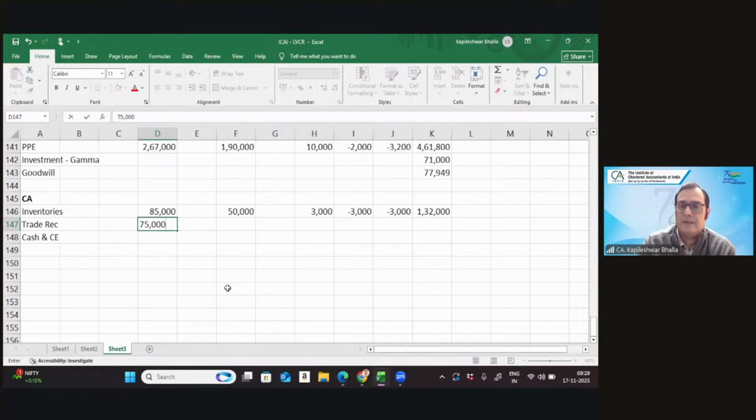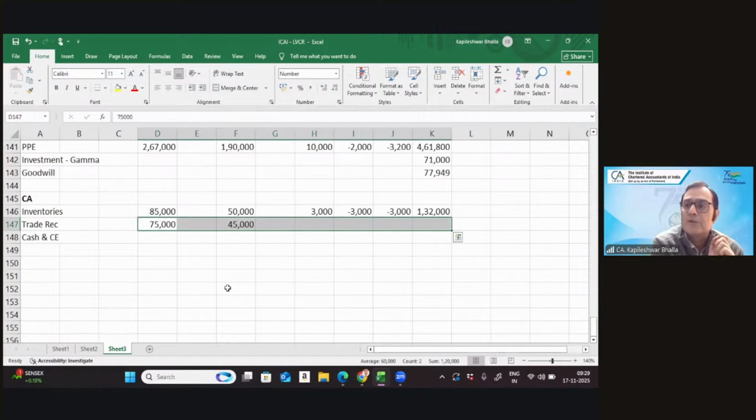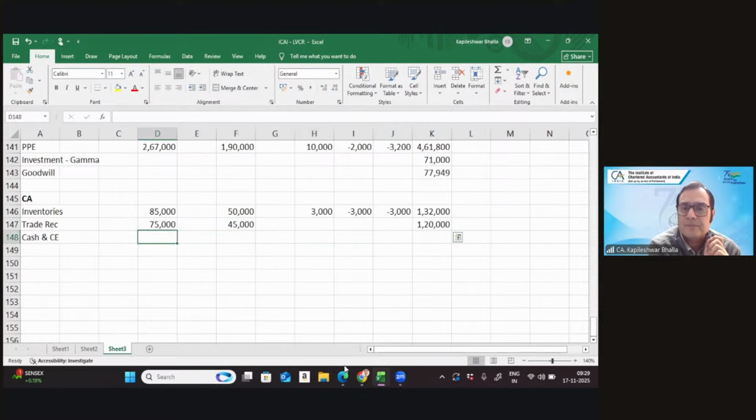75 and that's 45. And I don't think there are any intercompany owings given in the question. So no adjustments, I believe. So the trade receivables is done.